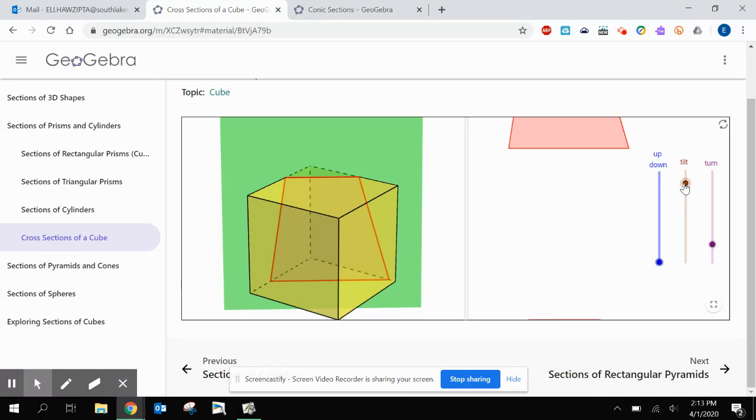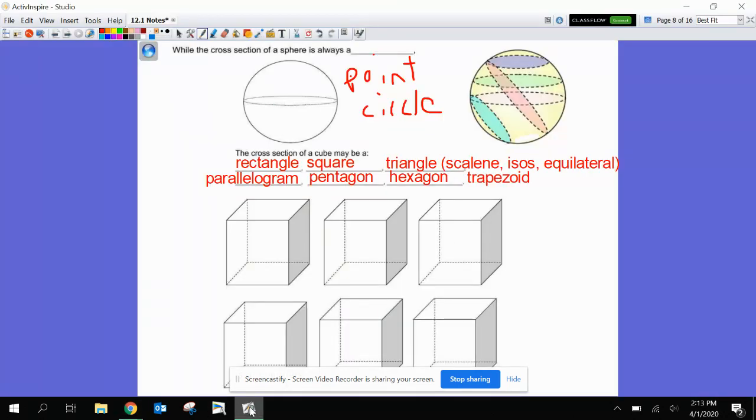And so, again, you don't need to be able to recreate this. You don't need to be able to draw this. I mean, even visualizing it may not be necessary. All you need to know are the possibilities. What's possible? The possible cross sections are: rectangle, square, all types of triangles, parallelogram, pentagon, hexagon, or a trapezoid.